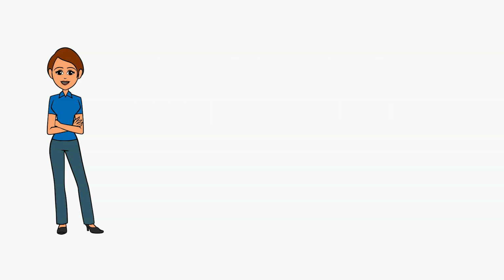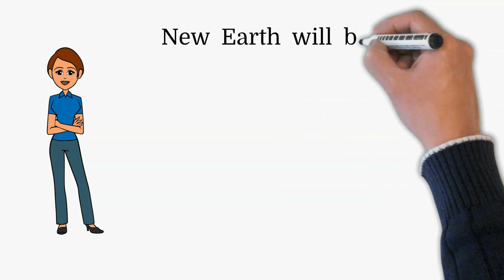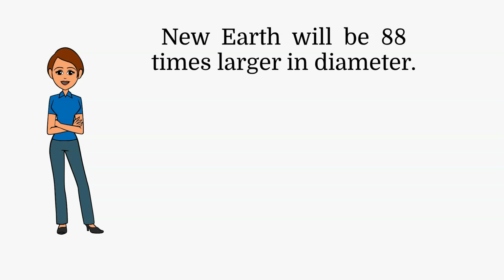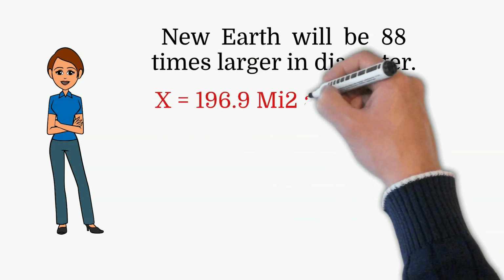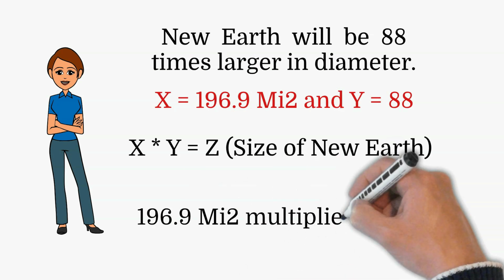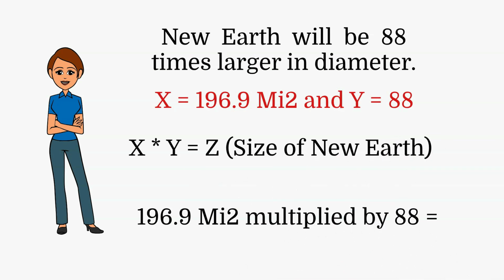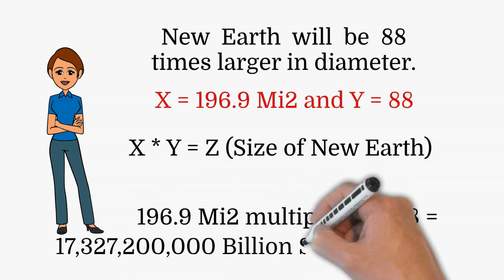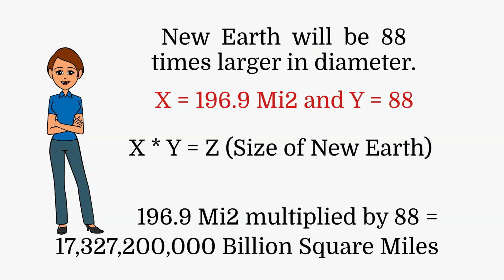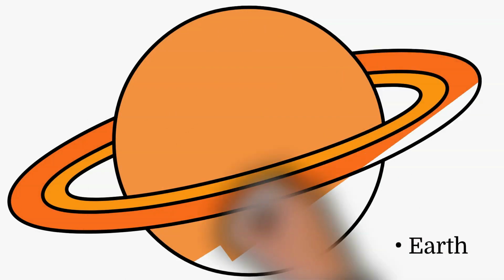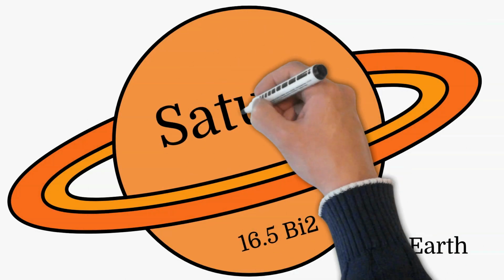Now that we have the ratio of New Earth, let's determine just how big New Earth will be, using the multiplication equation. X equals 196.9, and Y equals 88. 196.9 million square miles times 88 equals 17,327,200,000 square miles. The planet Saturn is about 16.5 billion square miles. New Earth will be slightly larger than the planet Saturn.